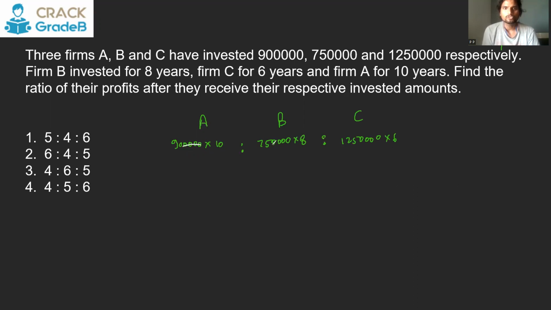So we can just cancel out 4 zeros up front. Then we can divide it by 25. So 900 means 4 into 9. That will be 36 is to 24 is to 30. Again, we can divide it by 6. So it will be 6 is to 4 is to 5. So 6 is to 4 is to 5 is the ratio in which they will divide their profit. Easy. Let's see one more.